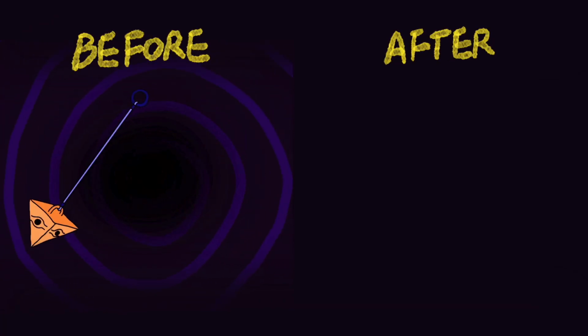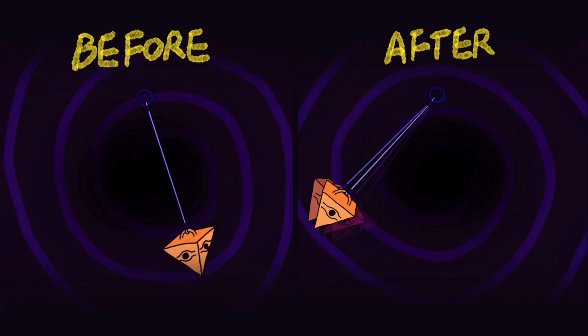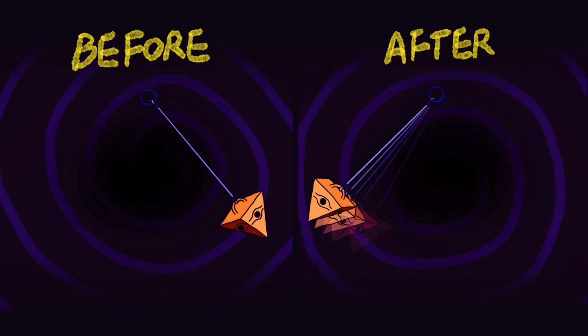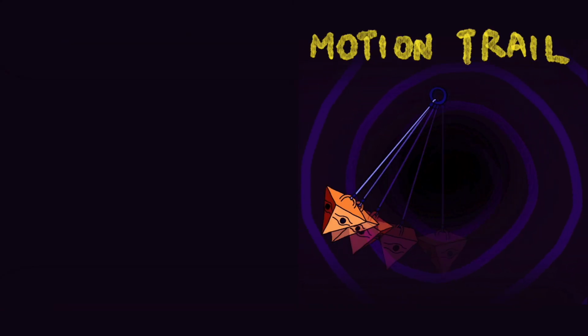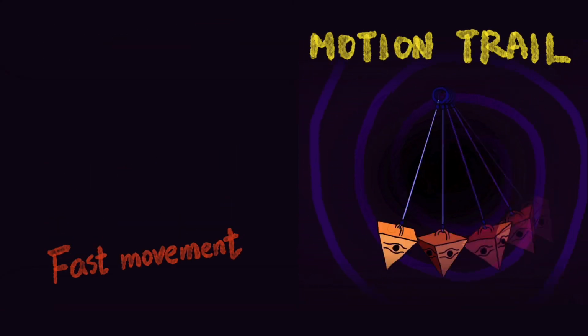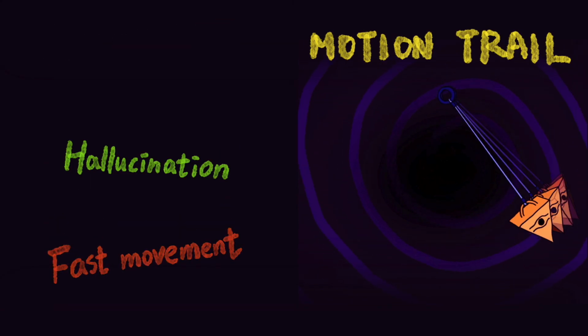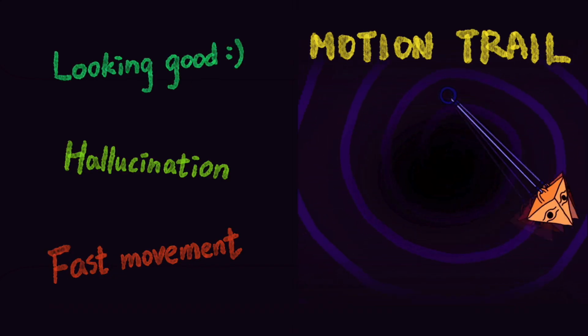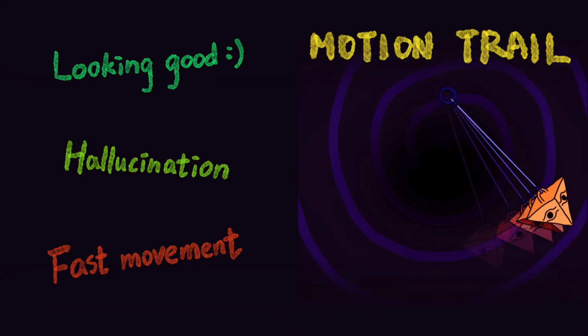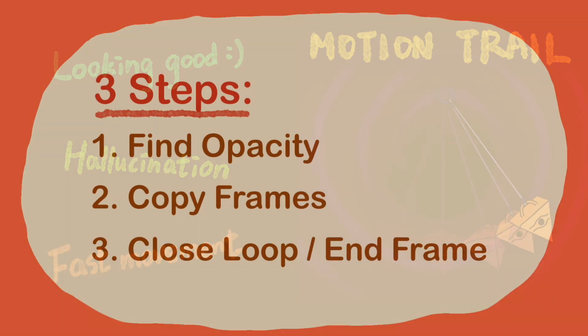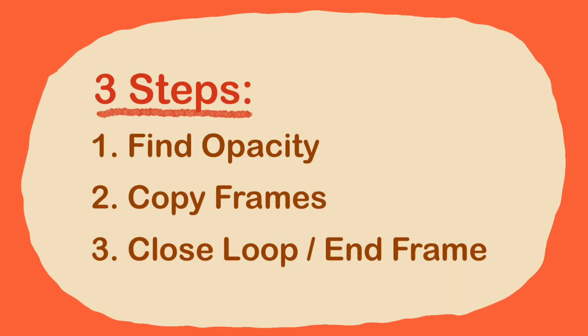This is how I turned my animation into this by simply adding one effect, motion trail. You can use it to trace fast motion, create a sense of hallucination, or simply make your animation look nice. I'm gonna show you the 3 steps I used to create the motion trail so that you can try too.